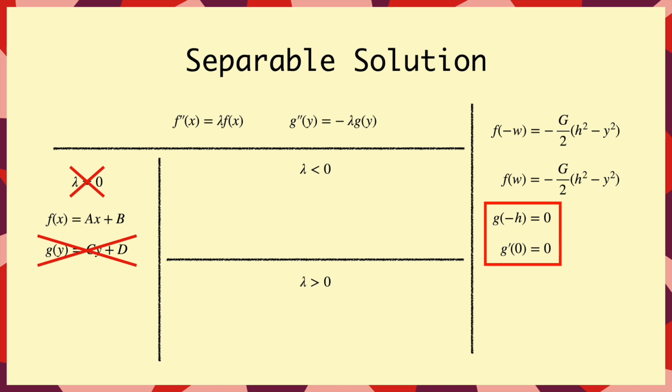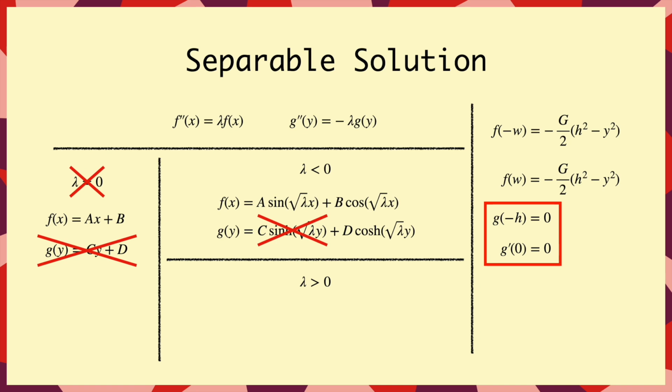So for f of x, we get some combination of sine and cos of root lambda x, and g of y is the same, but with the hyperbolic trig functions sine and cos. And if we turn our attention back to the boundary conditions, g dashed of 0 equals 0 means we need c to be 0, because sine has a non-zero derivative at 0.